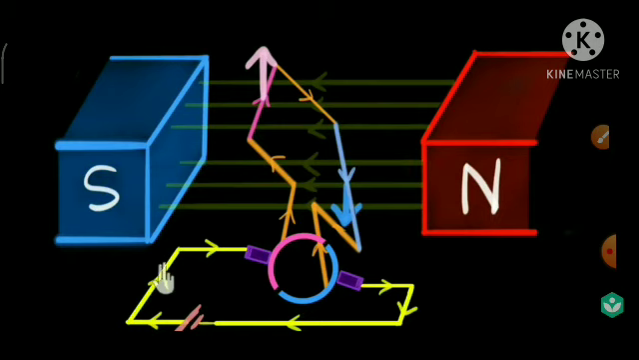An electric motor is a rotating device that converts electrical energy to mechanical energy. The principle of the electric motor is that a current carrying conductor when placed in a magnetic field experiences a force. That force we know as the magnetic force.